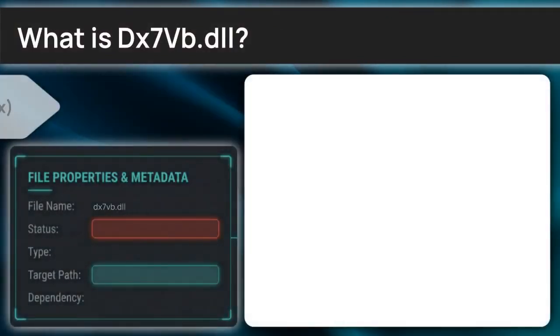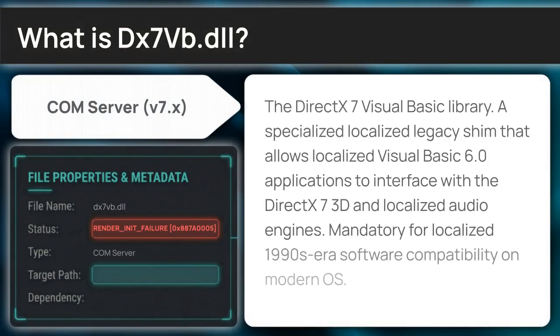This is the dx7vb library, the DirectX 7 Visual Basic Library, a specialized legacy shim that allows Visual Basic 6.0 applications to interface with the DirectX 7 3D and audio engines, mandatory for 1990s era software compatibility on modern OS. Now let's get this fixed up.